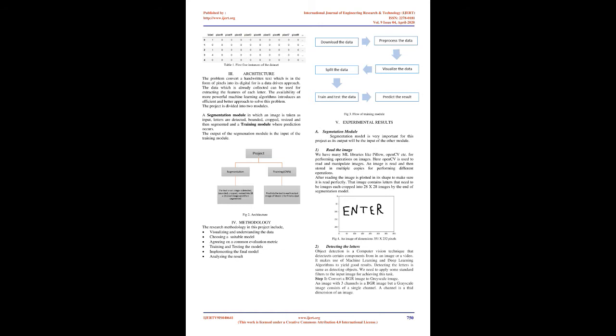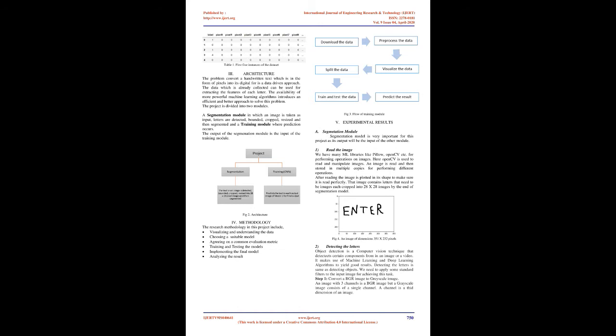3. Architecture. The problem: converting handwritten text which is in the form of pixels into its digital form is a data-driven approach. The data which is already collected can be used for extracting the features of each letter. The availability of more powerful machine learning algorithms introduces an efficient and better approach to solve this problem.